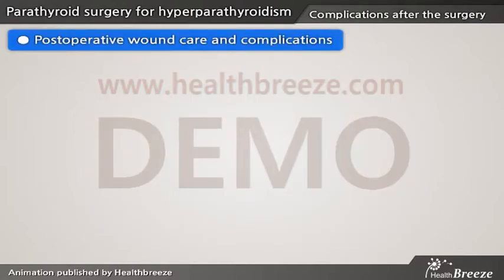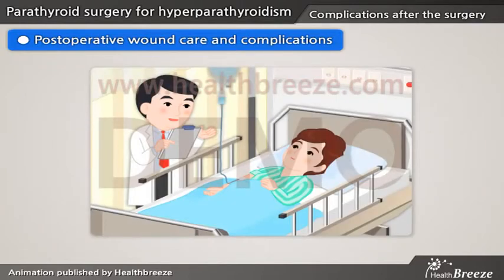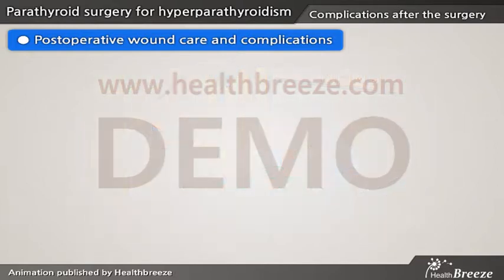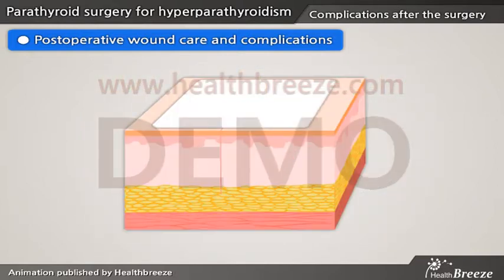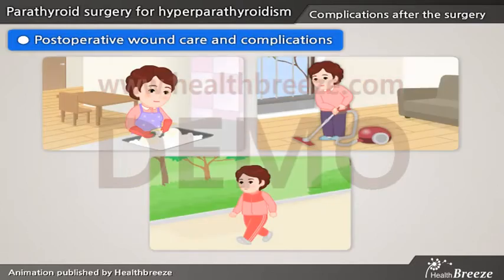Post-operative wound care and complications. Please talk to your doctor about specific instructions regarding your wound and dressing care. In general, your wound is covered with a dressing or skin glue. No suture removal is typically necessary. After the discharge, you can carefully resume your daily activities and move and stretch your neck as tolerated.